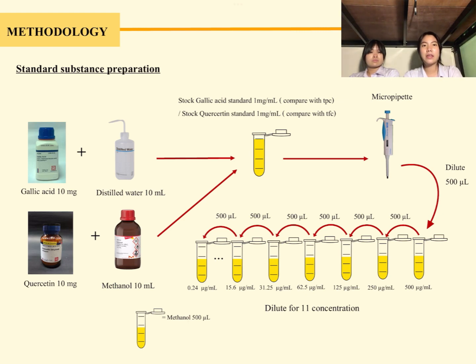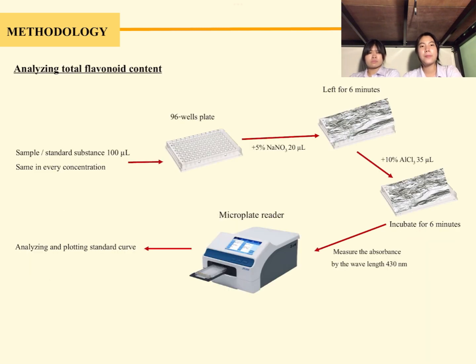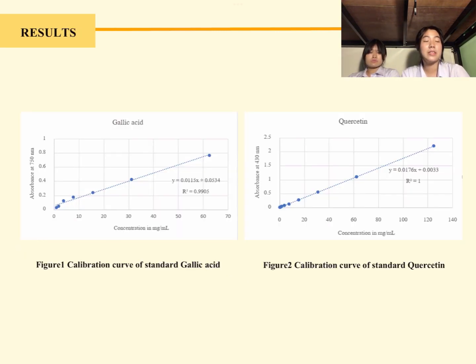For the last method is analyzing total flavonoid content. We use sample or standard substance, which is the quercetin, 100 microliters in the 96 well plate, adding 5% sodium nitrite 20 microliters and leaving it under aluminum foil for 6 minutes. And then we add 10% aluminum chloride 35 microliters and leave it under aluminum foil for 6 minutes again. After that, we measure the absorbance at the wavelength of 430 nanometers in the microplate reader, and then analyze and plot the standard curve. So these are the results.